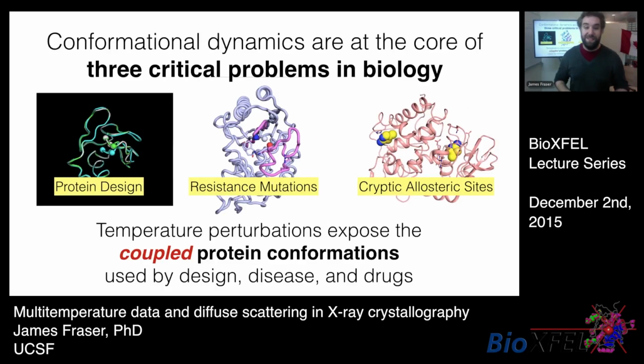Okay, and so with that, I gave a very broad overview of how conformational dynamics are at the core of critical problems in biology, and how we're using temperature perturbations to expose the same coupled protein conformations that can really be used in design, in understanding disease mutations, and in discovering small molecule drugs. And I highlighted the coupled nature here because I think it's a really exciting time for total scattering and diffuse scattering and new light sources to really get an idea of not just what are the electron density distributions of proteins, but how do those different conformations vary together in a coupled fashion.